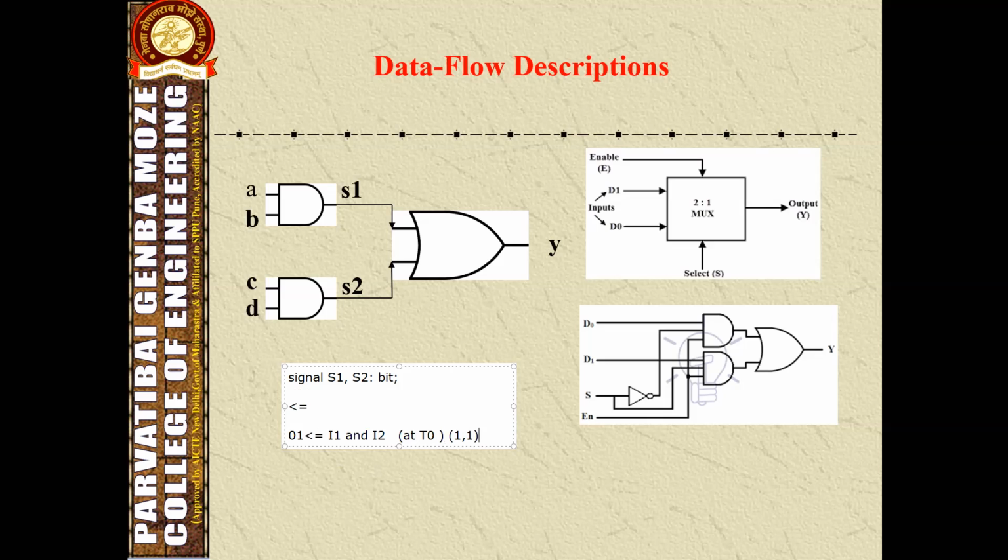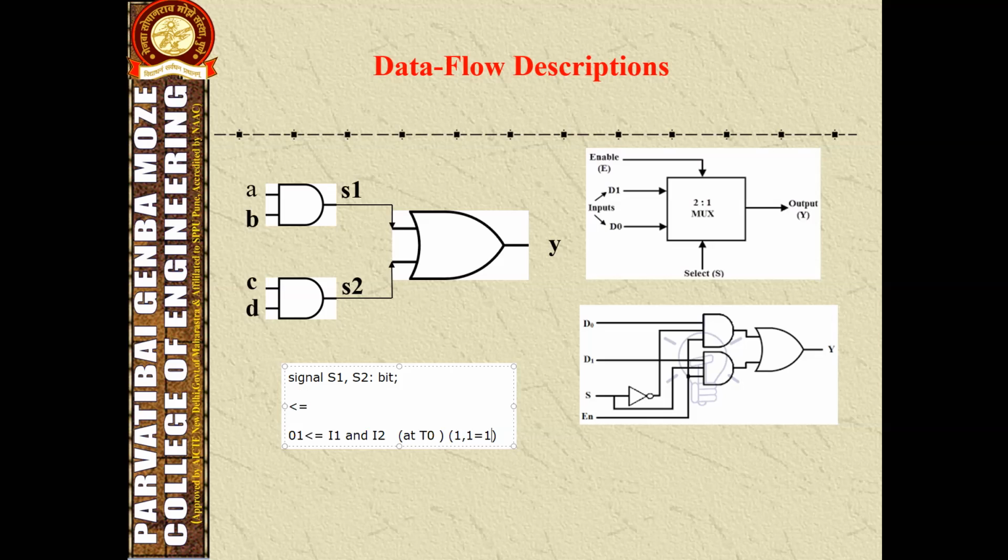These two values are 1, 1. So we will get the output 1. Here, AND is a logical AND operator in VHDL. So the value is still not assigned to O1.